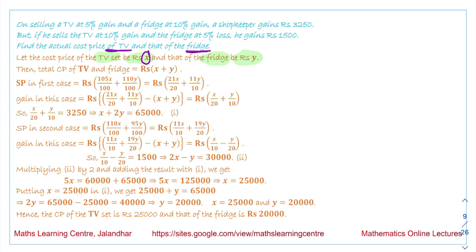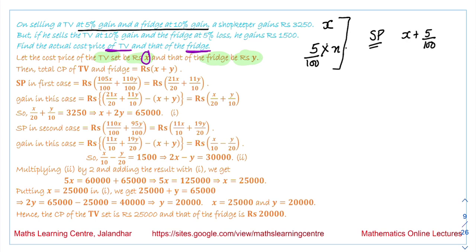So from the first statement, we are given that he has gained 5% from TV. So the profit he makes from the TV is 5 by 100 into X. The cost of TV is X. So total selling price for TV is X plus 5 by 100x. So that value comes out to be 105 by 100x.